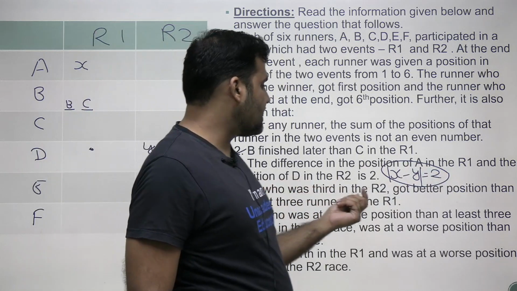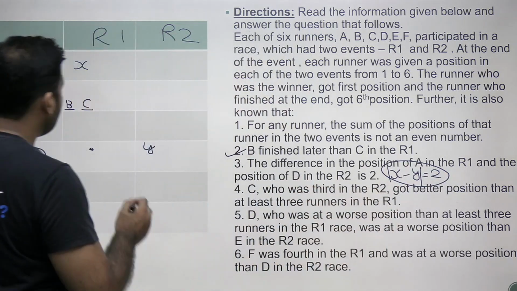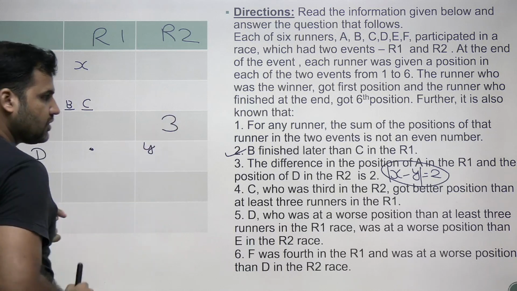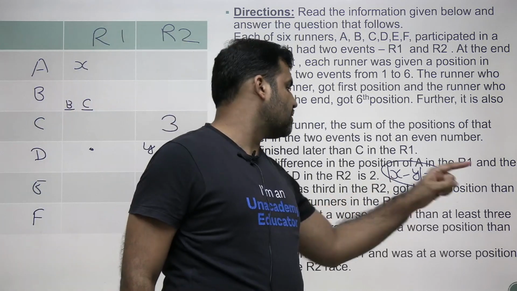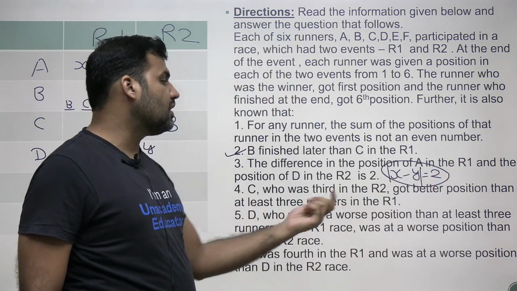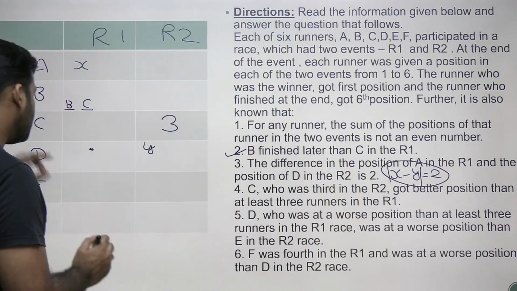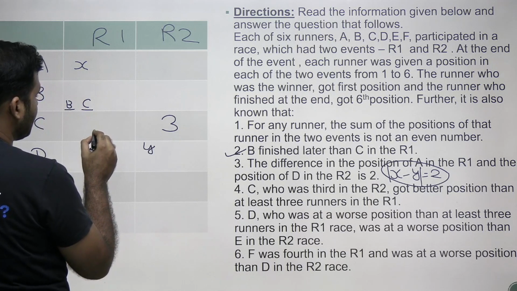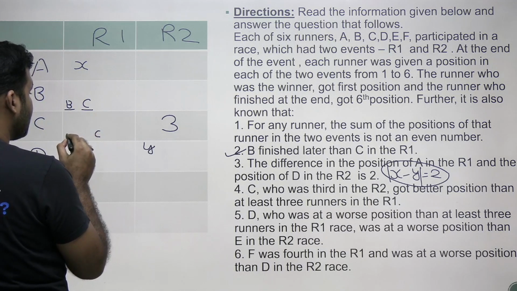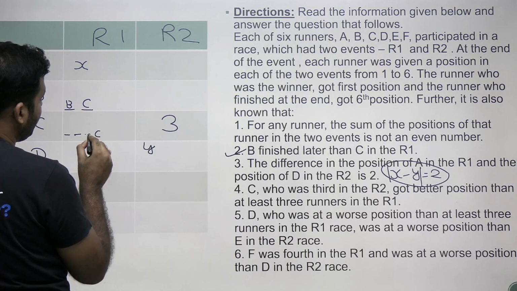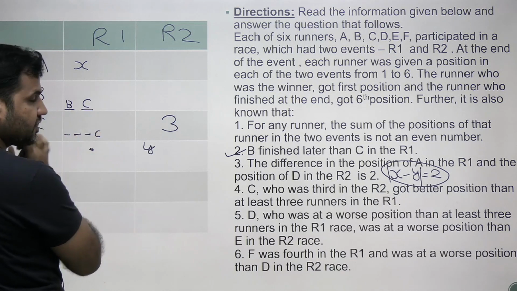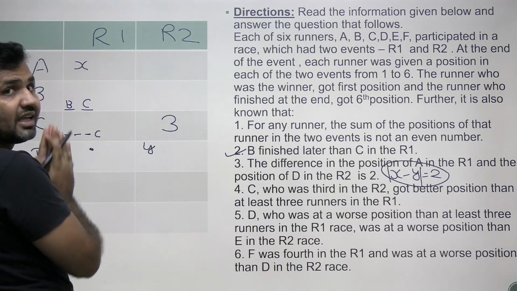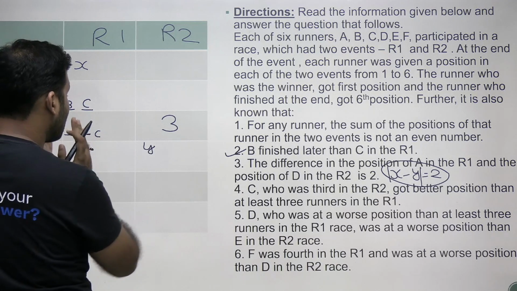C, who was third in race 2. Now it's given that C was third in race 2, got a better position than at least 3 runners in race 1. Now C's rank is better than at least 3 positions. So that means there are at least 3 persons who will be finishing the race after C. At least 3. There can be more than 3. That means there will be at least 3.